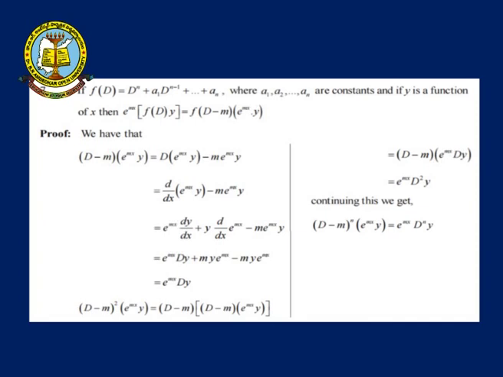So similarly we can take it up to n terms: D minus m whole to the power of n into e to the power of mx into y equal to e to the power of mx into D to the power of n into y. So hence it is proved for property number 7.